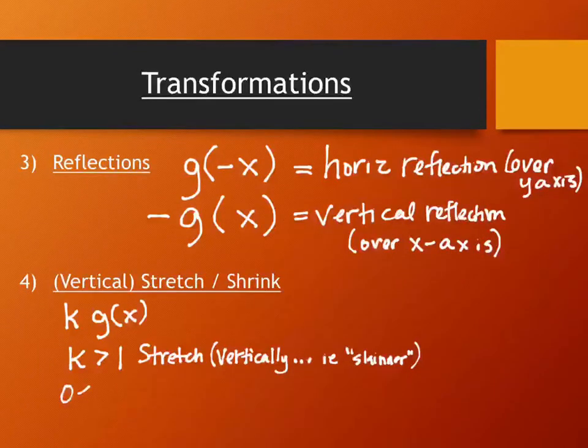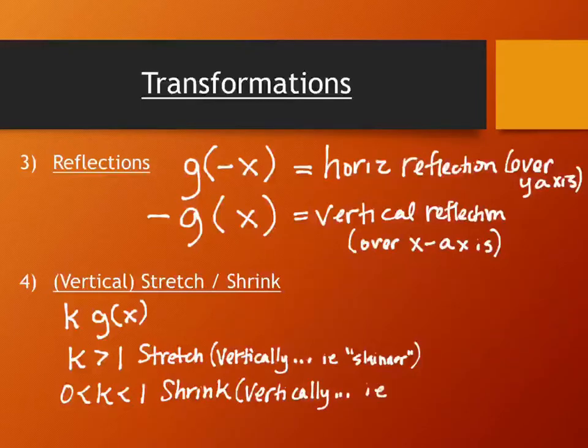And if your k value is between 0 and 1, it's a shrink. Again, vertically. And I'm going to hesitate by saying fatter because I don't really think that's what it looks like when you do it. I think it makes it look flatter. And again, I'll draw images so you can see what I mean. But those are the words that sort of ring true when you see these images happen. They look skinnier or they look flatter.